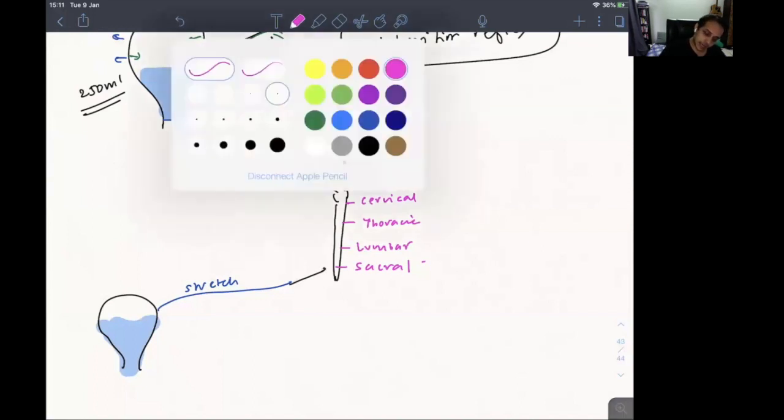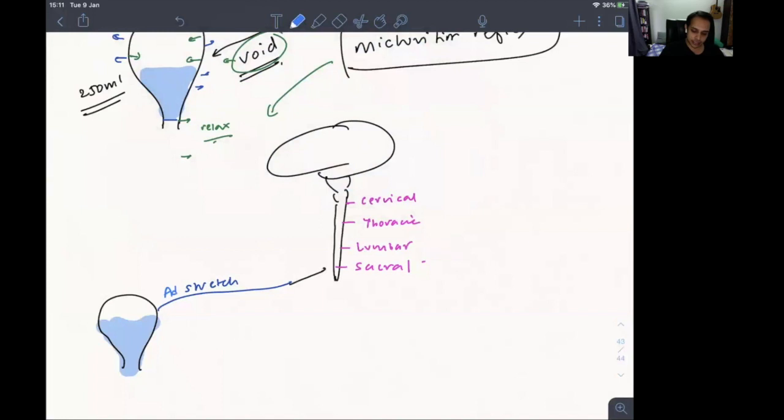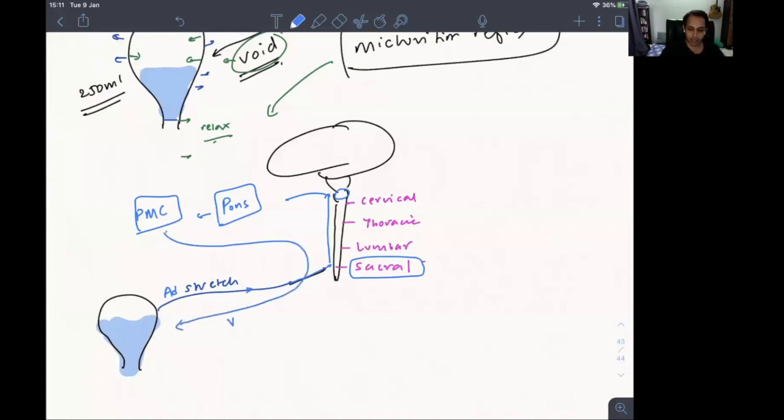And these A delta fibers will carry the stretch reflex to the sacral part. And from the sacral part, it will go all the way up to the pons. Now the pons is an area in the brain stem. It is between the midbrain and the medulla. And in the pons, there is something known as the pontine micturition center. And this pontine micturition center is what will ultimately send the signal back saying void.